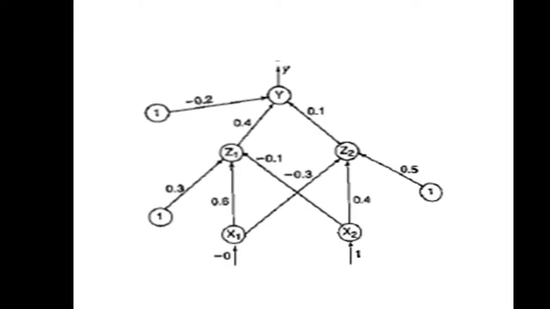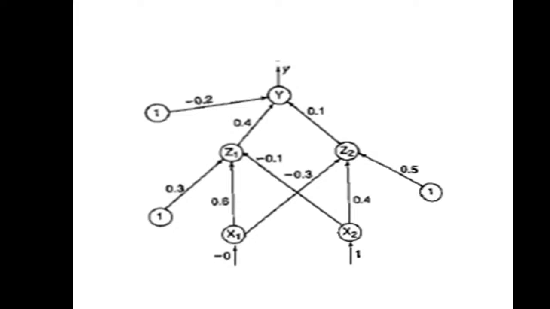And then the third phase will be, after propagating the error in the backward direction, the next step will be to update the weights. So that is the weight updation phase. And this is how this back propagation neural network works in three different phases.